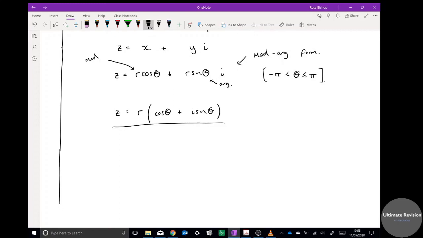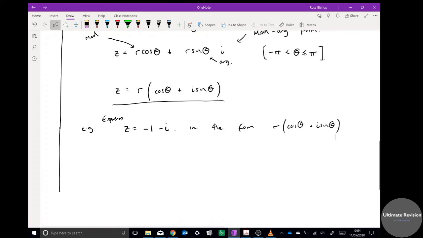Okay, right, let's look at an example, straight in with an example. So let's say the complex number z is negative 1 minus i. Express z in the form r cos theta plus i sin theta. Now just to go back, there are uses of when you would want it in this form rather than the other form, which we'll come on to later. But for just this lesson, we need to be able to fluently work between the two. We'll certainly go from Cartesian to mod arg form.